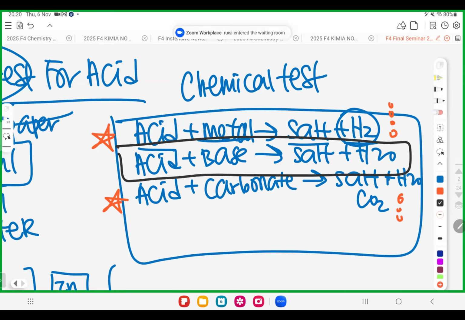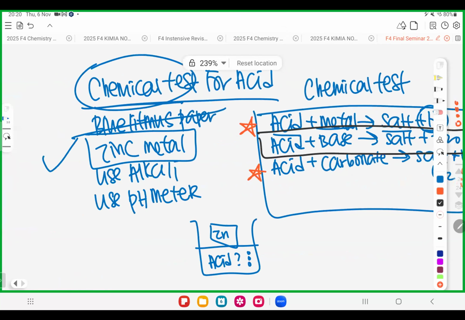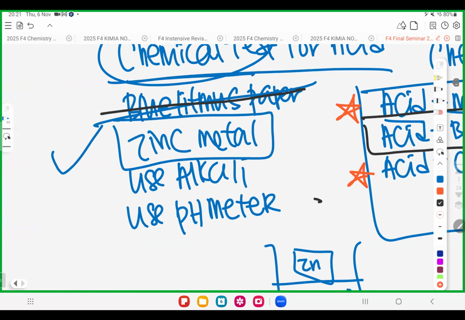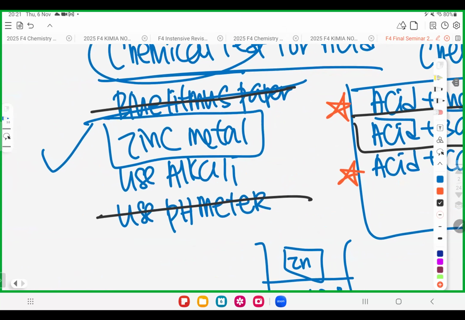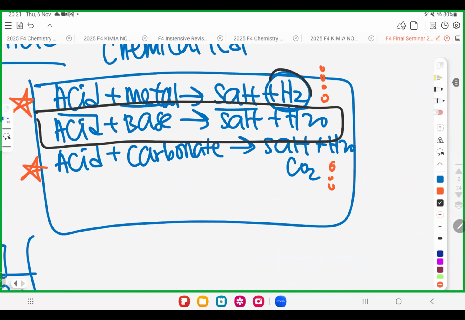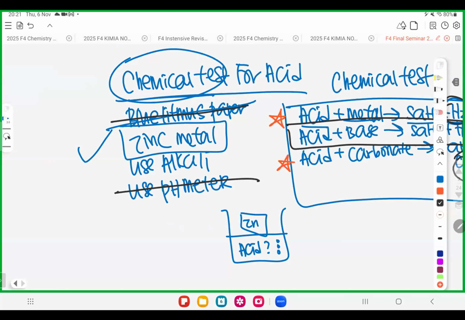So today, if I give you a sample, I want you to prove that it is acid, and I ask for a chemical test. A chemical test cannot be litmus paper, cannot be pH meter. This is not a chemical test. A chemical test must have a chemical reaction. So you can put metal into the sample or carbonate, because if it is acid, they react with acid and produce some gas, which you can see as bubbles. That's all. So the answer is zinc.